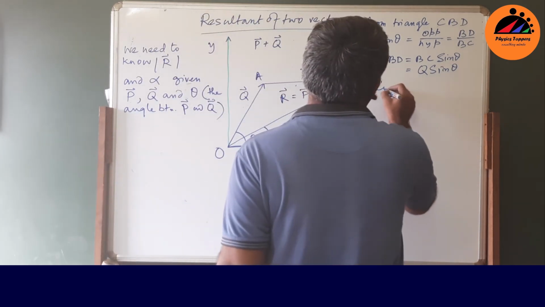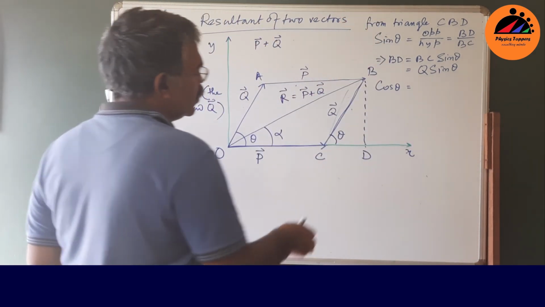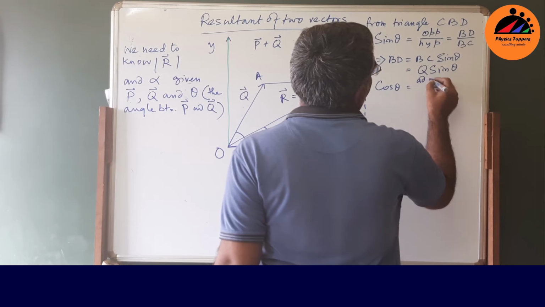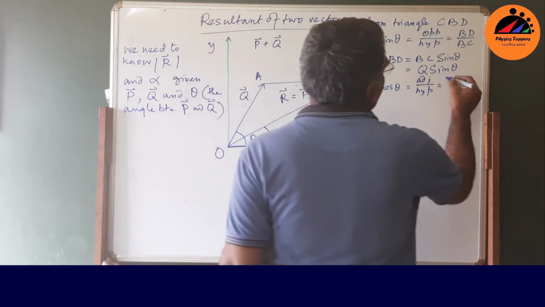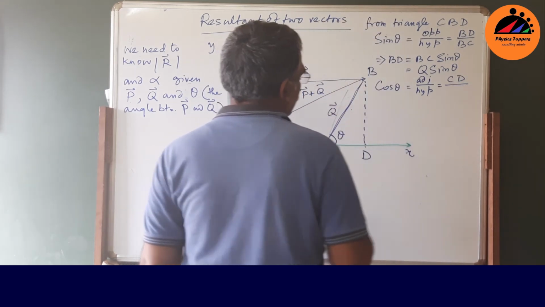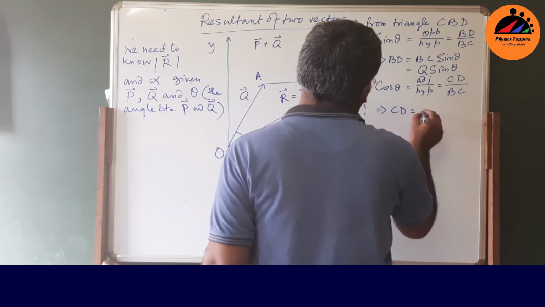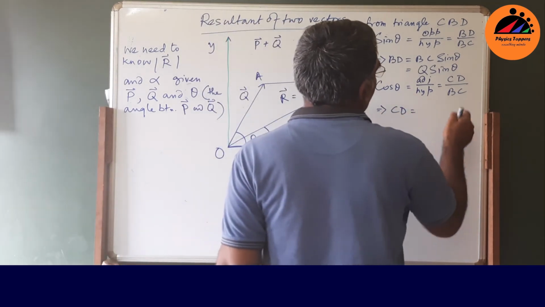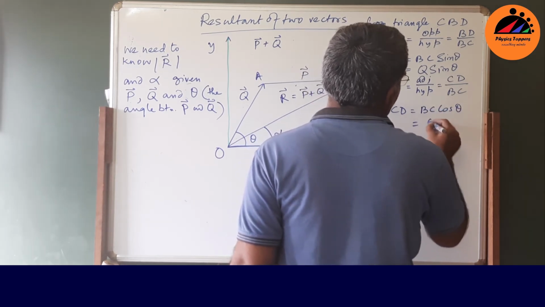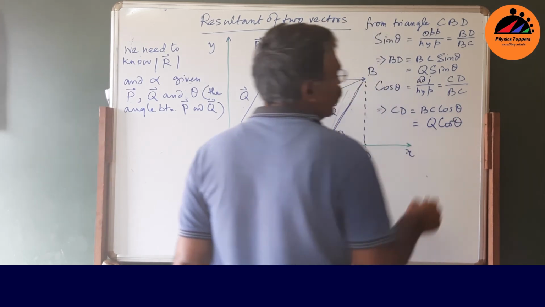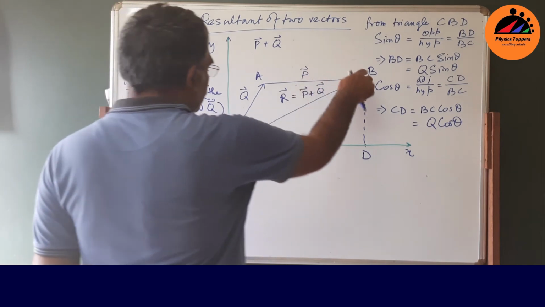Similarly, if you take cos theta, from the same triangle CBD, cos theta is adjacent by hypotenuse. What is adjacent? Adjacent is CD, and the hypotenuse is BC. So this implies CD is equal to BC cosine theta, so that is Q cosine theta. Fine. Now use this triangle.